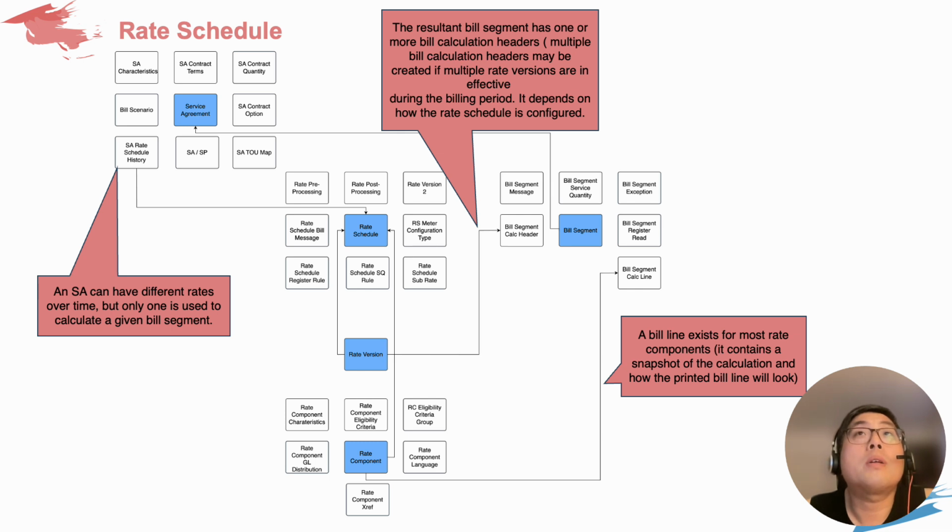Multiple bill calculation headers may be created if multiple rate versions are effective during the billing period. It depends on how the rate schedule is configured. That is very true, because rate version could change. We need to be very careful about that. But rate version doesn't change that often unless you are configuring the rule differently. In a production environment, we don't really change the rate version that often.